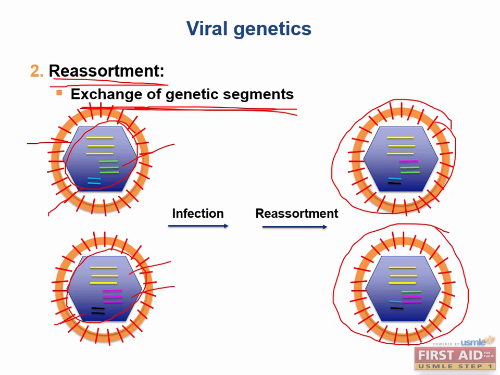So here we can see that the segments are actually reassorted from the initial viruses, forming new viruses. This concept, in terms of influenza, is known as an antigenic shift. This antigenic shift can be very dangerous and can cause the viruses to become extremely infectious and deadly.